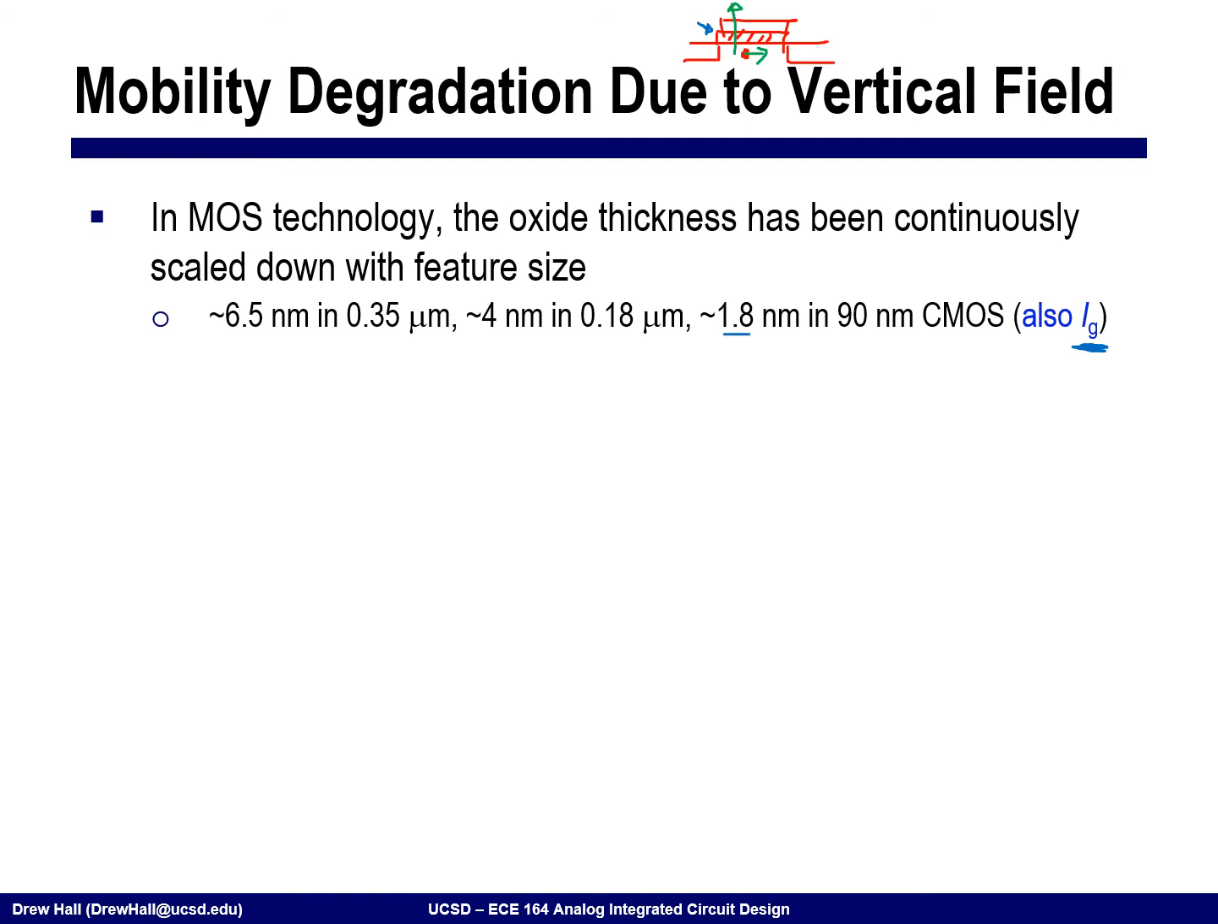I should note that after a while, they stopped decreasing the gate oxide thickness because it became too difficult to deal with the current. And they also started to change the gate oxide to be what's called high K dielectric, where high K dielectric let them increase the gate oxide thickness to recover the gate current leakage, but also still have good control over the charge that was in the channel.